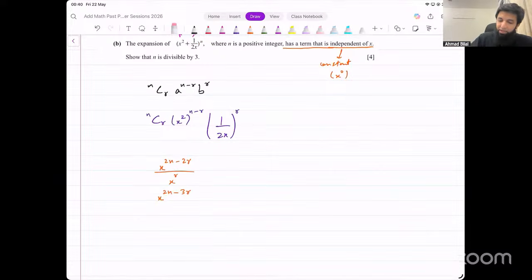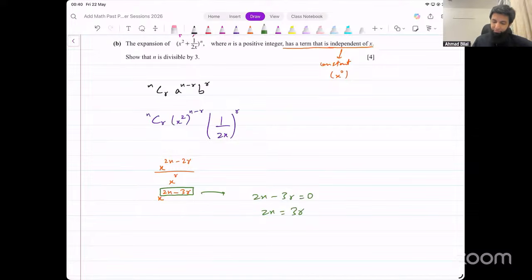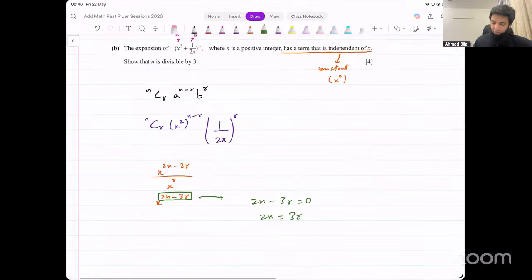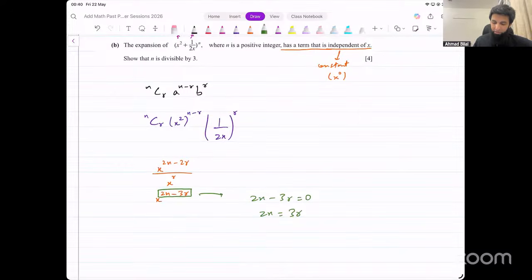How do we get a term that is independent of x? That's a constant. The power must be equal to 0. So 2n minus 3r equals 0, and 2n should equal 3 times r. Okay, n needs to be divisible by 3.